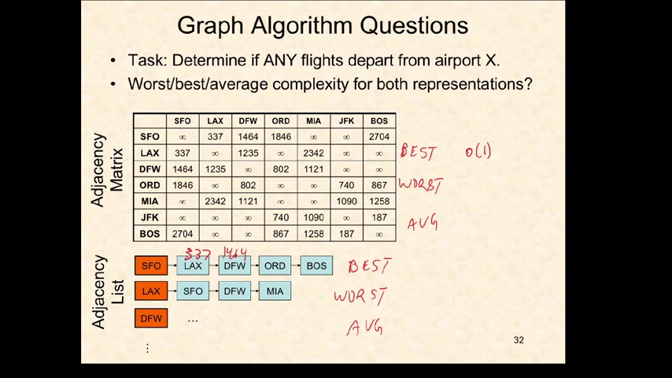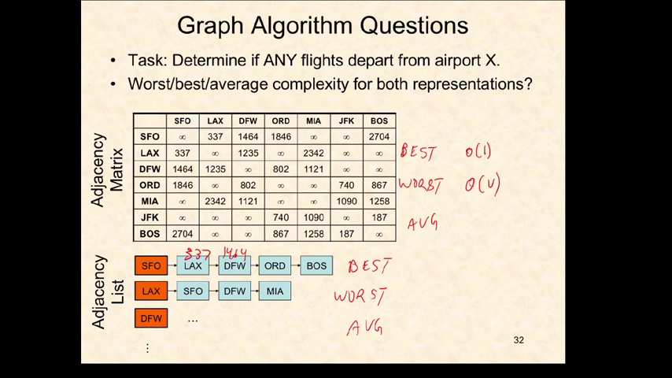Okay, so in the worst case, do any flights exist? Well, in the worst case, I start out in a row, let's say like JFK, and I find infinity, infinity, infinity. I could keep getting a bunch of infinities before I ever find a value. So the worst could be O of V.